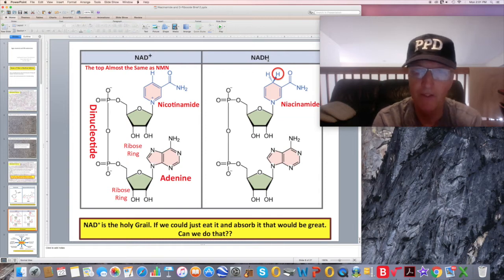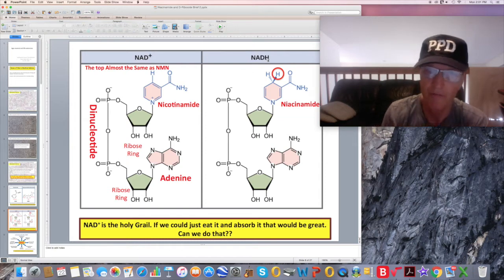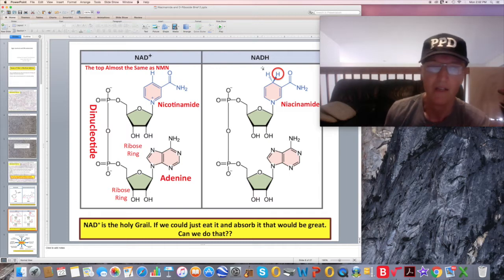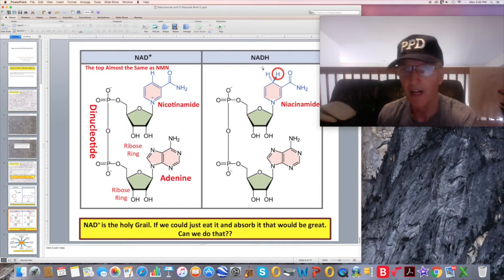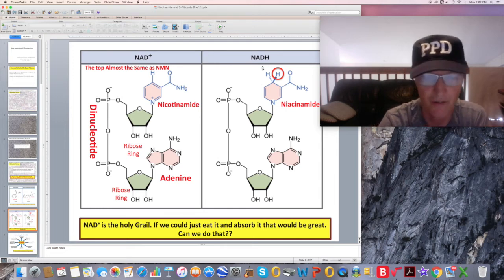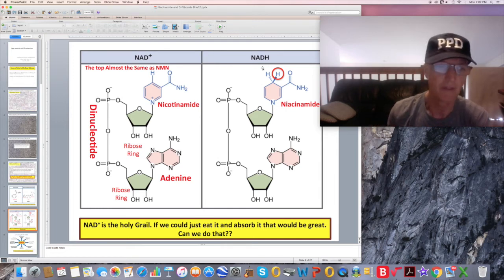And what they did with this molecule on the right-hand side, the NADH, was they took the nicotinamide adenine dinucleotide, the NAD+. They call it plus because it doesn't have the hydrogen. Well, they add the hydrogen, and it becomes NADH. So that's another thing we're going to be talking about.